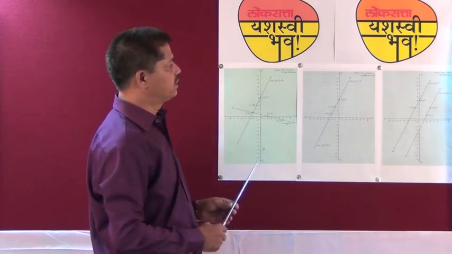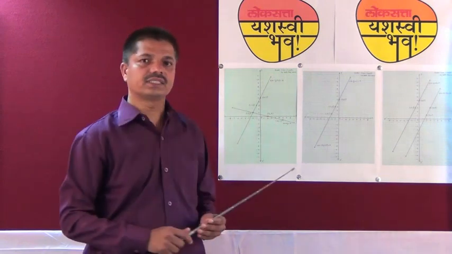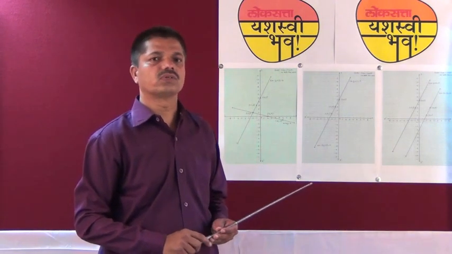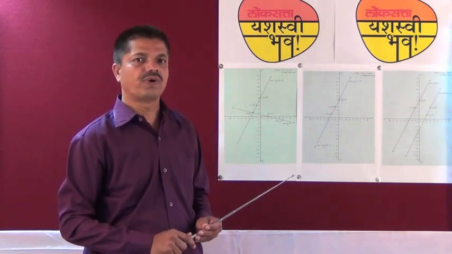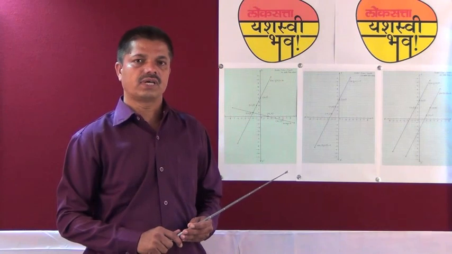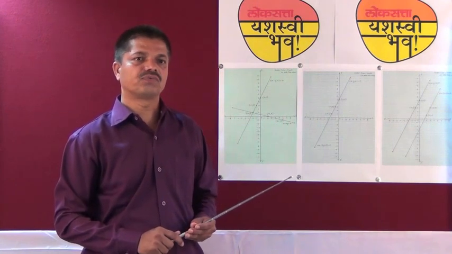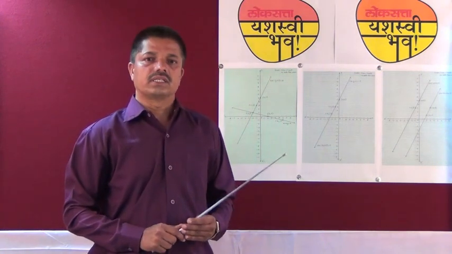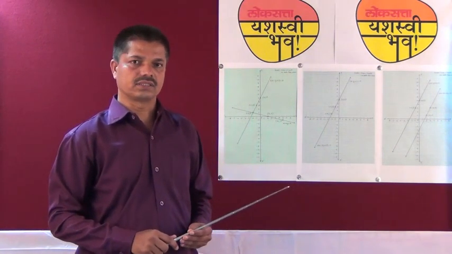And therefore, in this case, when the condition is a1 upon a2 is equal to b1 upon b2 is equal to c1 upon c2, you will find that there are infinitely many solutions. And as the solutions are there, therefore in this case and this case, we say that the equations are consistent.